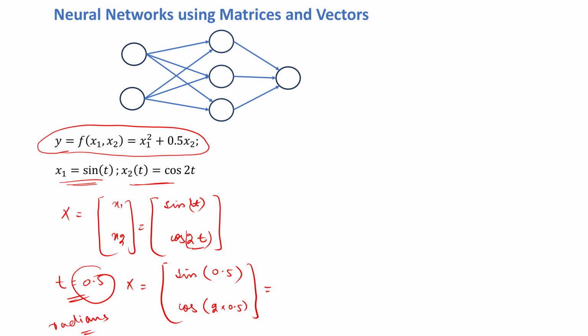So the x vector will be, I have already derived these matrices. I may have made some mistakes, so please verify the mathematics yourself. But meanwhile I have already derived this, so I will be writing these matrices quickly instead of doing all the mathematics in calculators and everything. So what will be the x vector after substituting the values? It will be 0.4794, 0.5403. So this is my x vector.